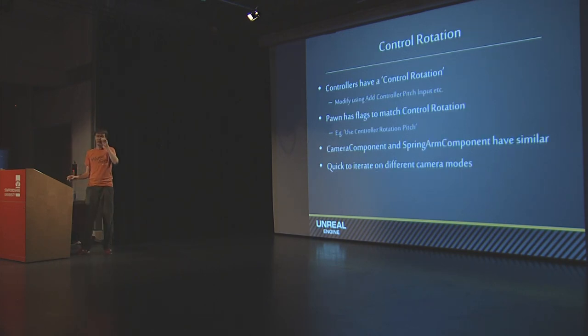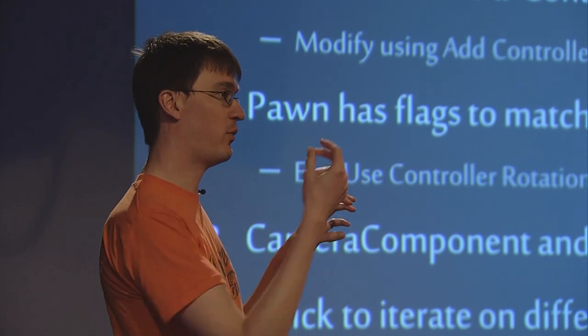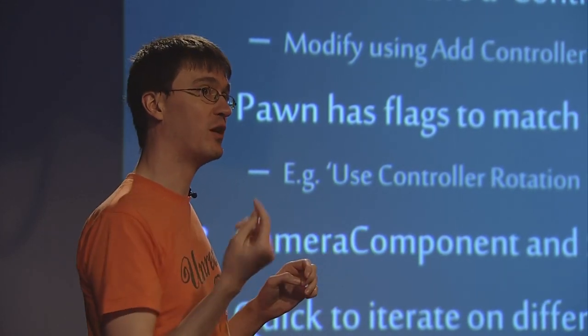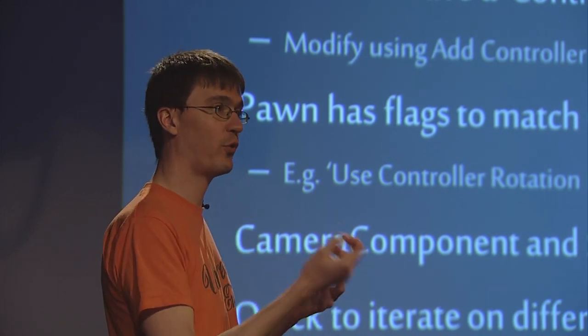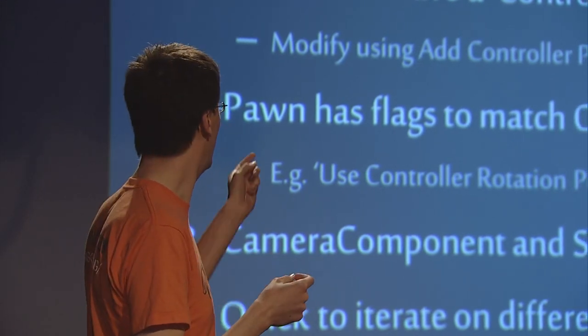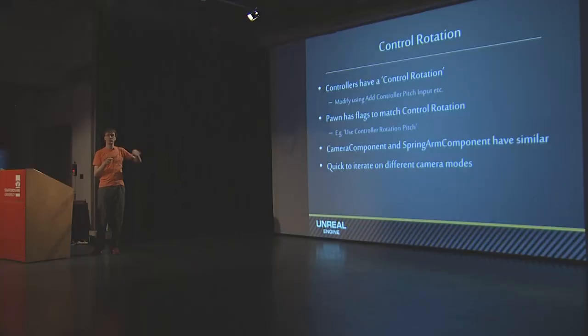One thing I'll mention just briefly, controllers also have a control rotation. The point of that is that's where you want to look, but you can choose whether the pawn or the camera or both uses that rotation. So if you look through the templates that come with the engine, all the different styles of camera, like whether it's first person or third person or top down, are using different combinations of use controller rotation pitch on the pawn or on the camera component to get different behaviors.